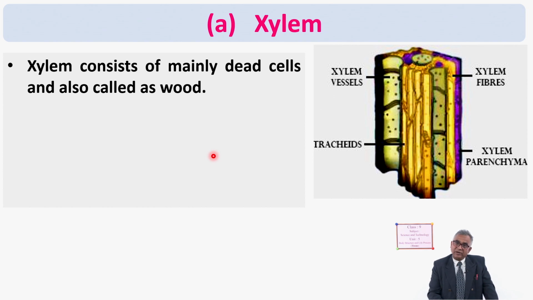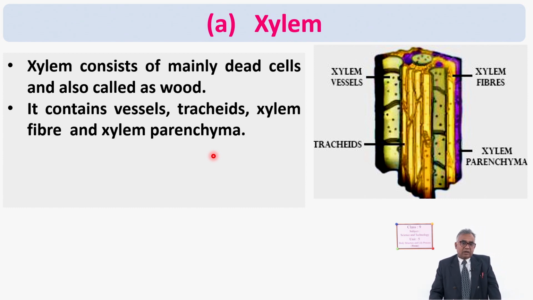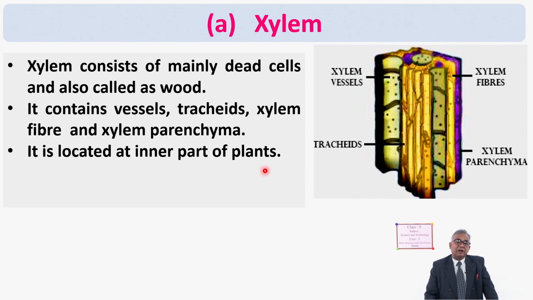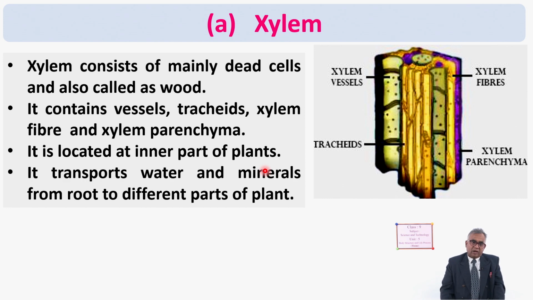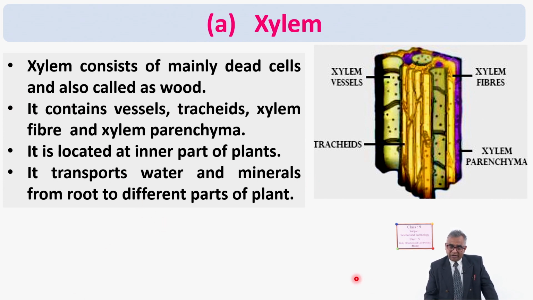That's why it is termed as what? Wood. And phloem is softer, that is termed as bast, B-A-S-T, about which we will discuss later. It contains vessels, tracheids, xylem fiber and xylem parenchyma. It is located at the inner part of plants, that is at depth in the plant's body. It transports water and minerals from root to different parts of the plant. So that is about xylem, and these points are given in such a way that after finishing phloem, you can compare them. They will help you to compare xylem and phloem.